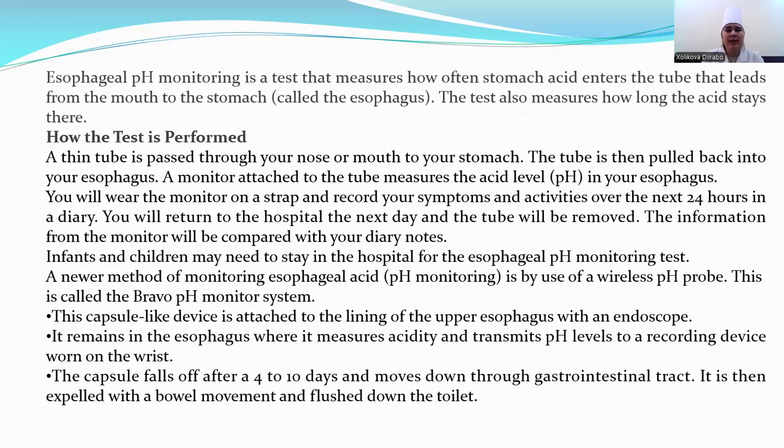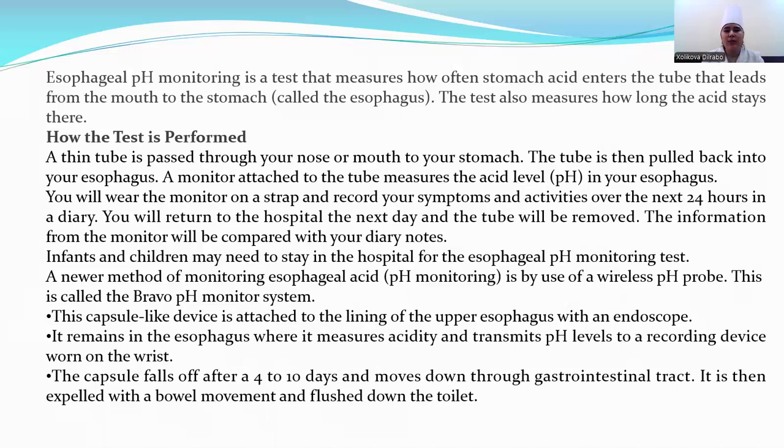A thin tube is passed through your nose or mouth to your stomach. The tube is then pulled back into your esophagus. A monitor attached to the tube measures the acid level in your esophagus. You will wear the monitor on a strap and record your symptoms and activities over the next 24 hours in a diary. You will return to the hospital the next day and the tube will be removed. The information from the monitor will be compared with your diary notes. Infants and children may need to stay in the hospital for the esophageal pH monitoring test.